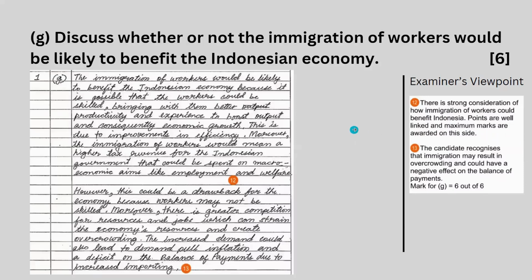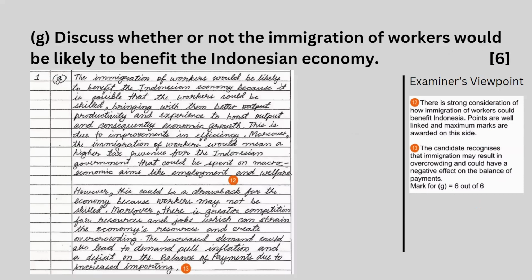This is a discuss question. Discuss whether or not the immigration of workers would be likely to benefit the Indonesian economy. Now let's see the examiner's viewpoint because this candidate has gone 6 on 6. There is a strong consideration of how immigration of workers could benefit Indonesia. Points are well linked and maximum marks are awarded on this side.